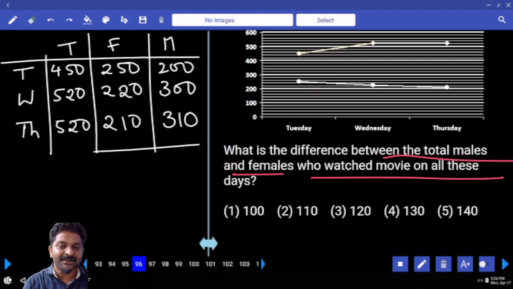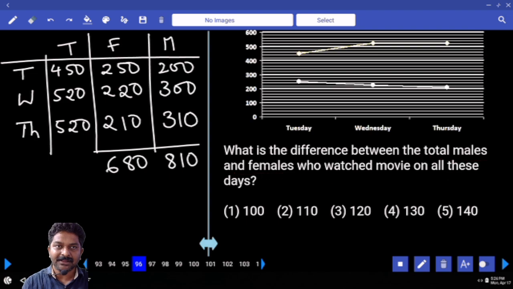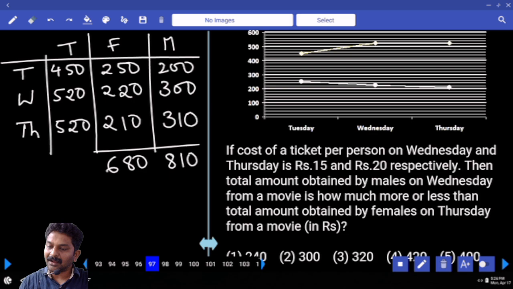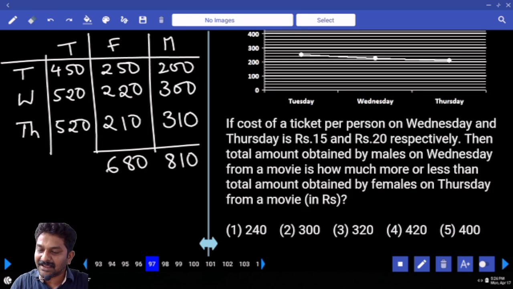Male to female difference, correct? Female, all hundreds places, 680, 810. Difference, 130. 130. The cost of a ticket per person on Wednesday and Thursday is 15 and then 20 respectively.